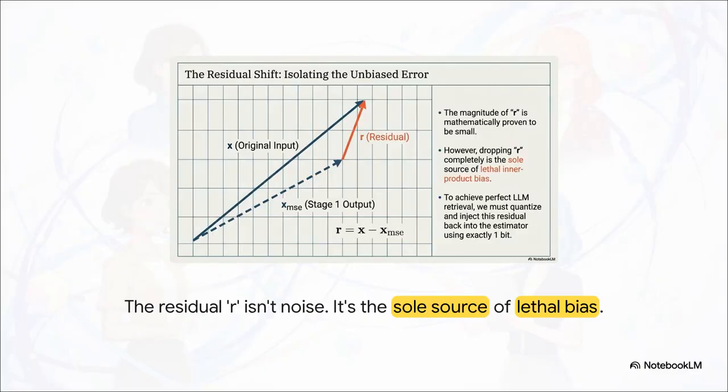And now we've arrived at the most critical insight of this whole paper. The difference between the original vector x and the output from stage 1, x_MSE, is this tiny little leftover vector r. Most other methods just throw this away. They assume it's just random noise. But the TurboQuant authors realized this tiny vector isn't noise at all. It contains the entire story of that lethal inner product bias. Throwing it away is the original sin of every biased quantizer out there.